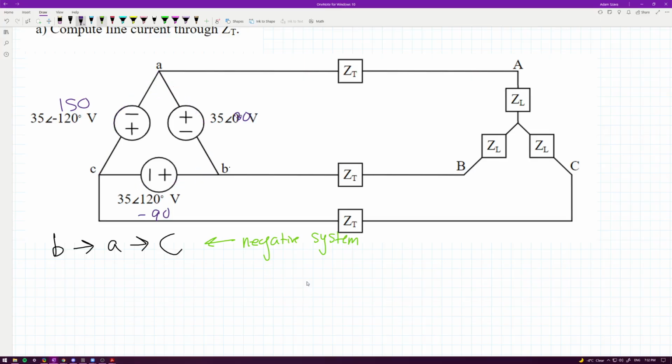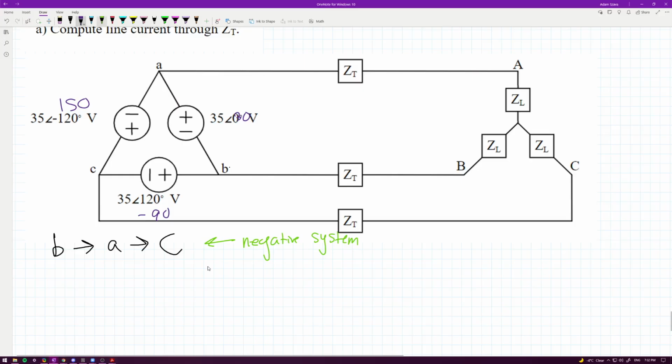But I don't know if that's actually helpful in solving the problem. What's important is just if it's going A C B, or if it's going A, B, C. The particular order is really what matters here. Hopefully that makes sense. Okay, so we have a negative system.